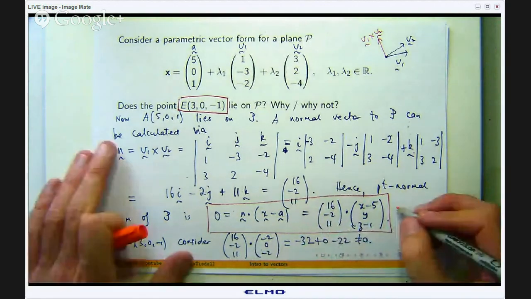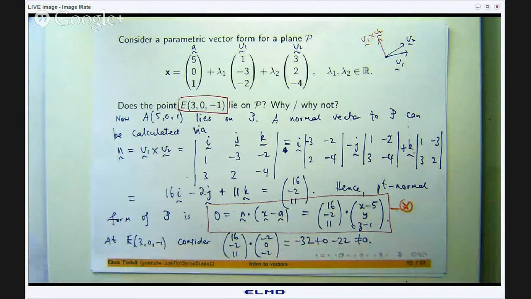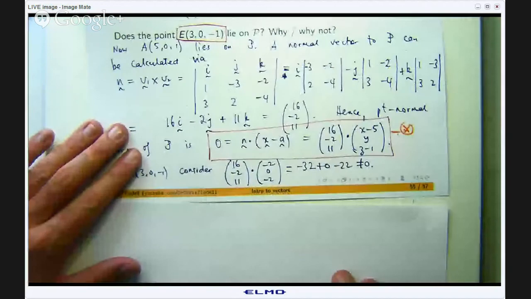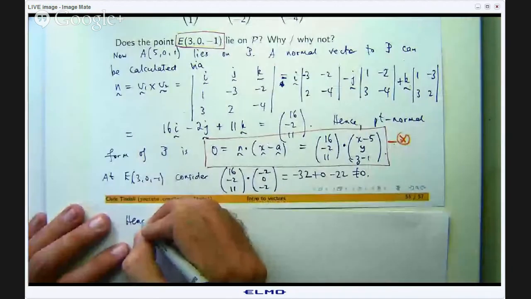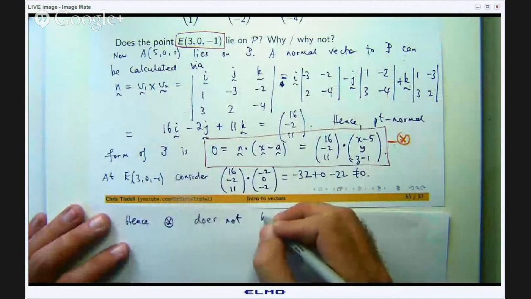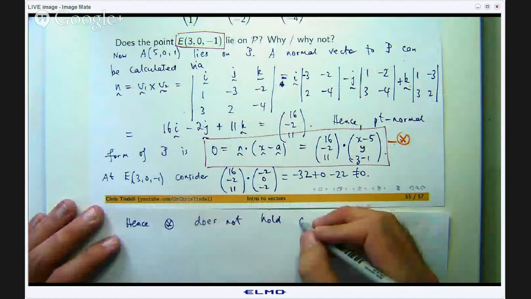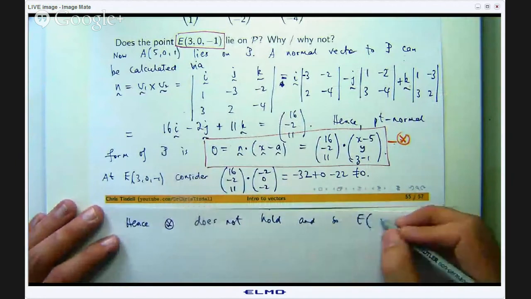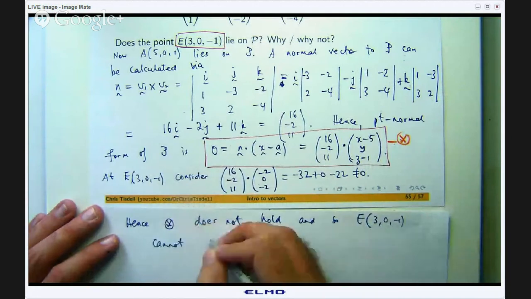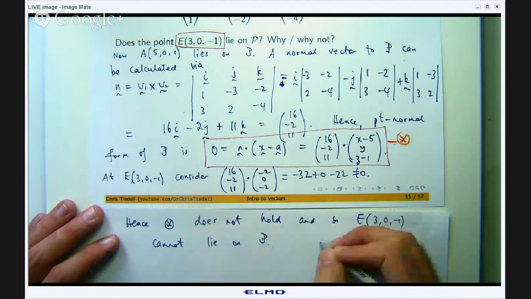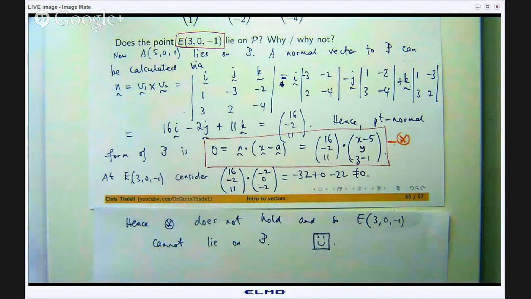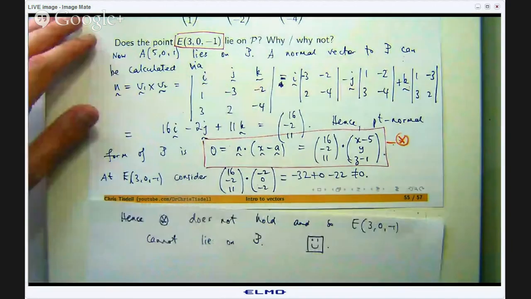So let's make a conclusion. Hence, star does not hold, and so E cannot lie on our plane. Okay? All right, so that's the end of the example.